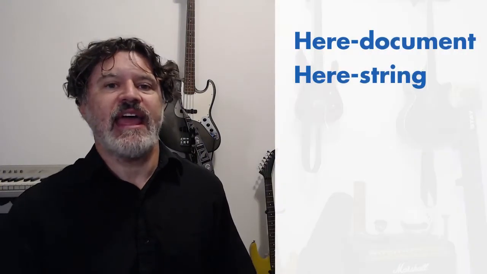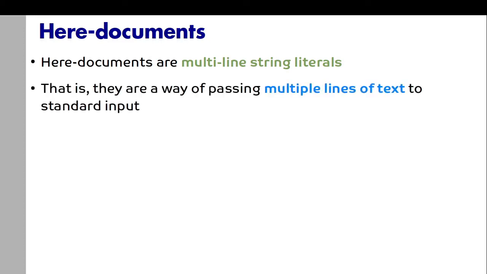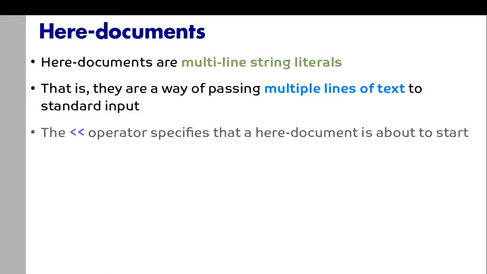I also mentioned two other strange operators that we haven't looked at yet, which are the here document and the here string operators. First, let's see what a here document is. Here documents are multi-line string literals. What does that mean? Well, they are a way of passing multiple lines of text at once to standard input, like if it was a file, but not in a file, on the command line itself.